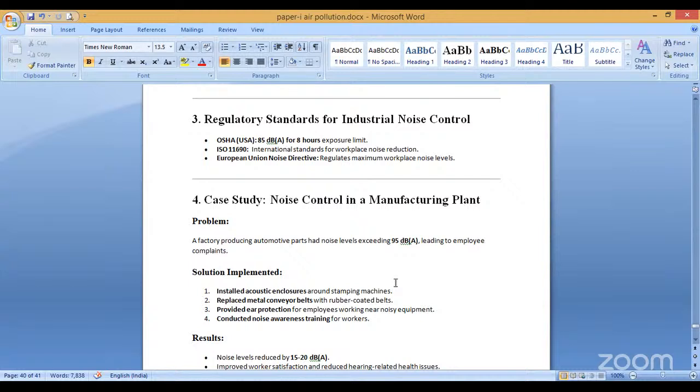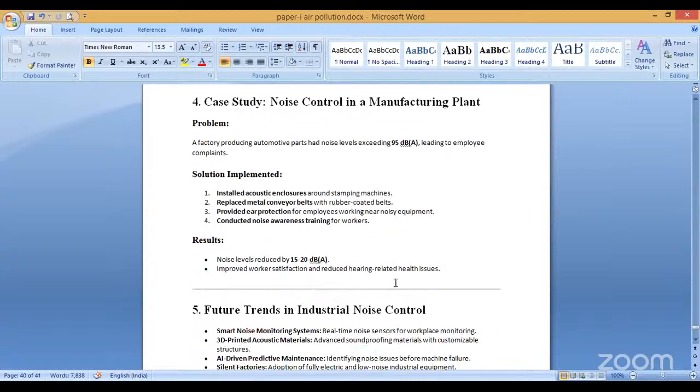Then coming to the European Union noise directive. It regulates the maximum workspace noise level.